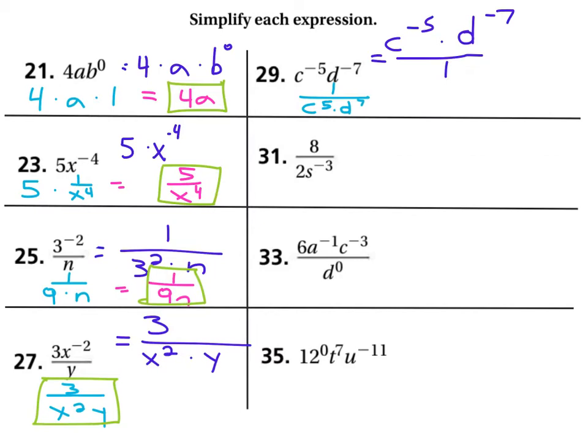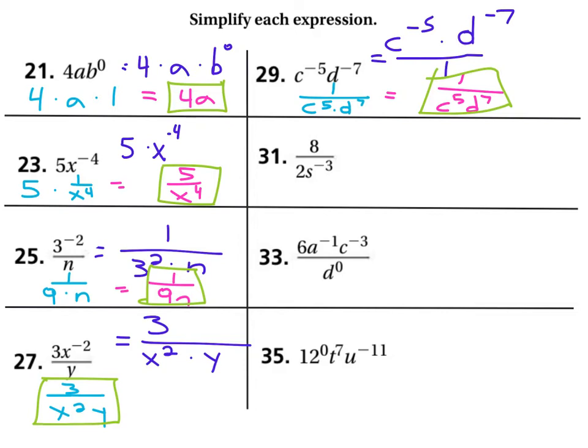And what does it mean to be 1 over c to the 5th times d to the 7th? Well, all you do is you call it 1 over c to the 5th, d to the 7th, pushed all together and multiplied together. Sorry about that crummy little boxing there.